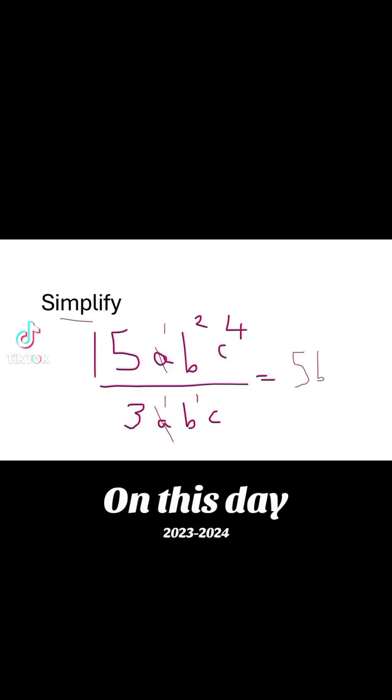c to the 4 divided by c, again, think about it as c to the 1. 4 minus 1 is going to be 3. There's going to be c cubed. And my final answer just reads 5bc cubed or 5c cubed b.